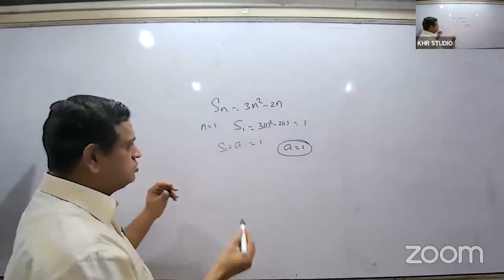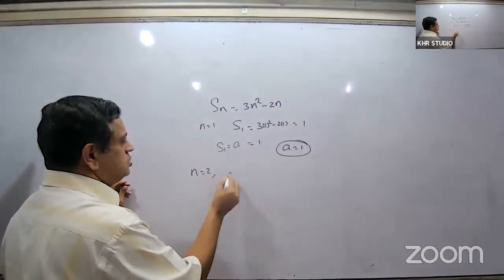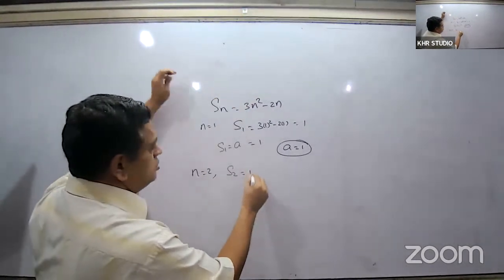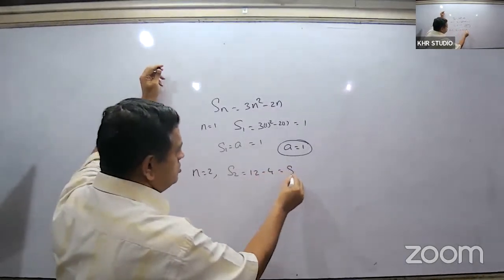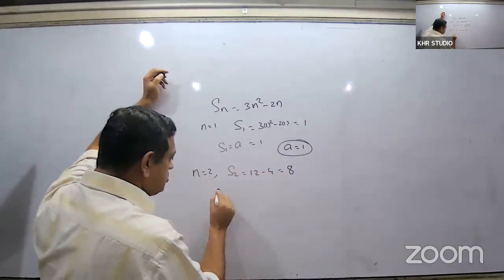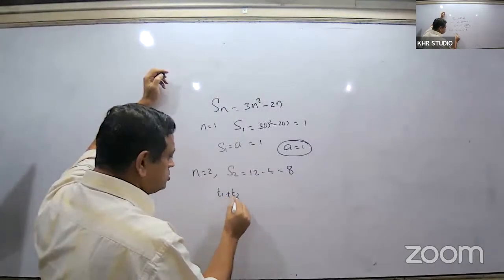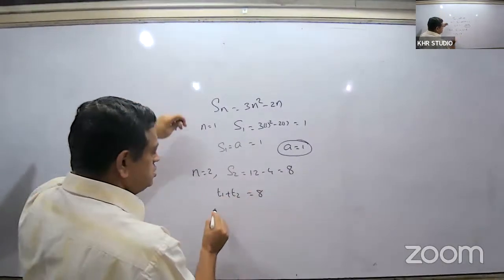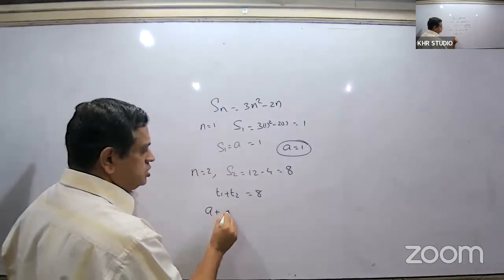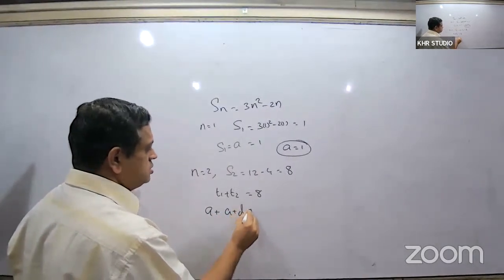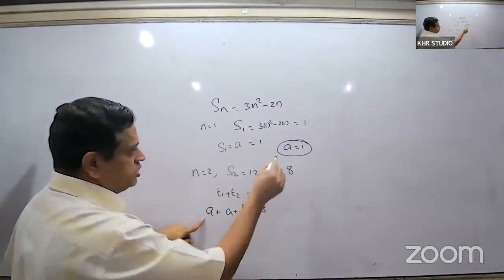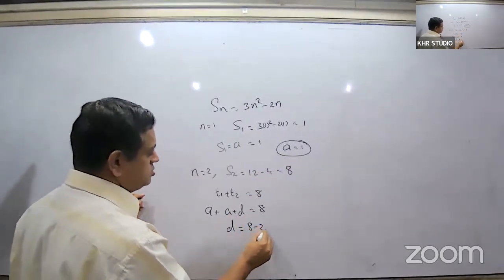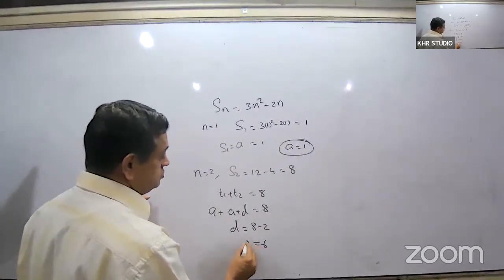Then for the second one, put n equal to 2. S2 is equal to 3 times 2 square minus 2 times 2, 4 threes are 12 minus 4, which is equal to 8. S2 is the same as T1 plus T2, so T1 plus T2 is equal to 8. T1 is a, and T2 is a plus d. So 1 plus (1 plus d) is equal to 8.